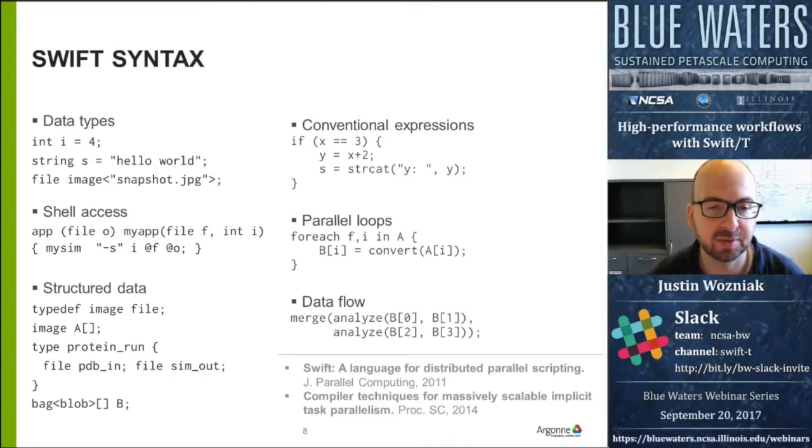So we have a nice syntax for accessing the shell. They're called app functions, so with that app keyword, you can define a function, and that essentially connects a Swift type signature to a command line. So in that case, you can see that we have an app called my app, and it's going to consume a file and an integer, and it's going to produce another file, and it's going to run with the command line shown, where it's something called my sim. It's going to take an S argument, and then Swift is able to essentially paste those values onto the command line to run. We have data types, structures.